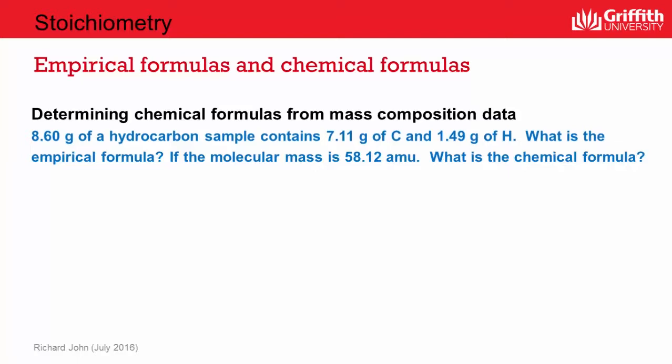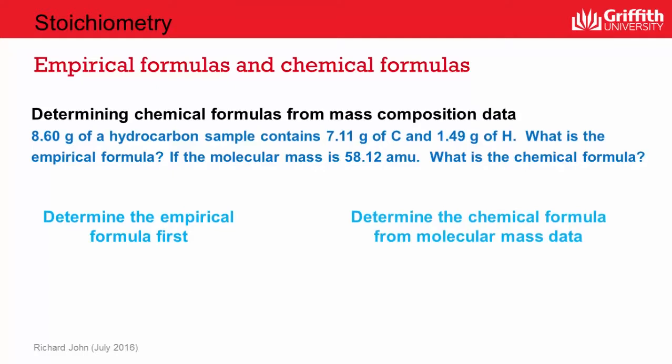one here. 8.60 grams of a hydrocarbon sample contains 7.11 grams of carbon and 1.49 grams of hydrogen. And we're being asked to determine the empirical formula and then the chemical formula using the additional information that the molecular mass of the compound is 58.12 atomic mass units. The way we're going to tackle this problem is we're going to determine the empirical formula first, and then we are going to use the molecular mass data to work out what the actual chemical formula is.